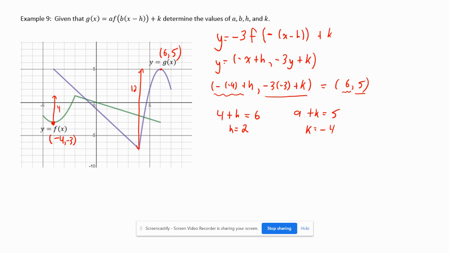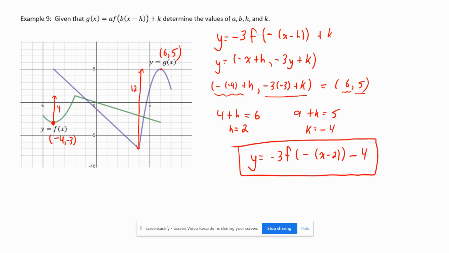So our equation at the end of this is going to be y equals -3 f of negative (x minus 2), minus 4. And this is going to be the equation for this transformed graph over here.